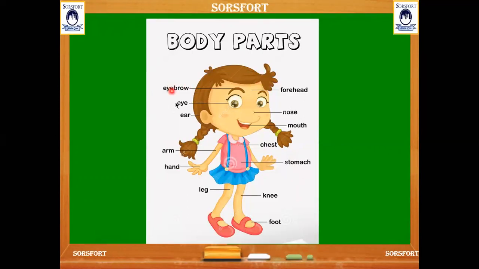What are the parts she has in her face? She has eyes. How many eyes? Two eyes, which help her to see the things around us. What all can we see? We can see all the things around us. And two ears. Can you see this? Here she has two ears next to her face.